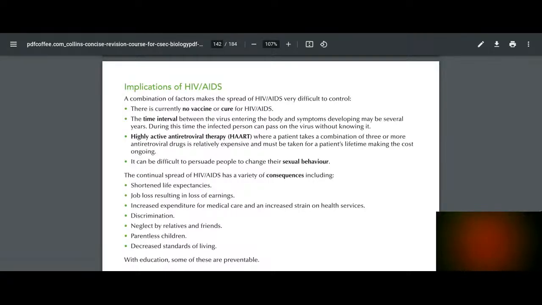There is no vaccine or cure for AIDS, and the continual spread of HIV or AIDS has a variety of consequences, including shortening life expectancies, job loss resulting in loss of earnings, increased expenditure for medical care, and an increased strain on health services, discrimination, neglect by relatives and friends, parentless children, decreased standards of living.